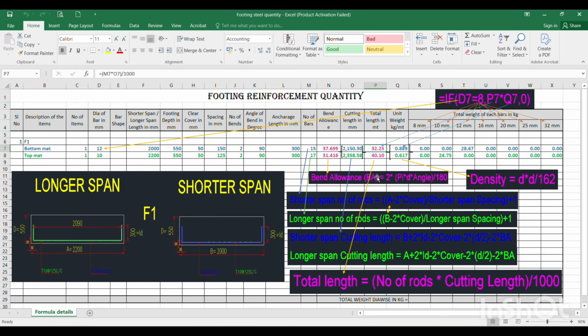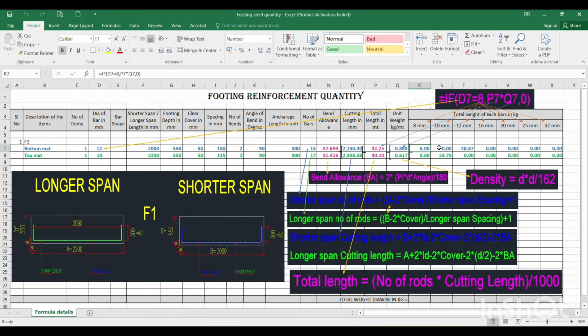Next is total length. Total length is equal to the number of rods multiplied by the cutting length divided by 1000, because we need to convert this total length into meters to calculate the unit weight. Similarly for the top mat also. This is the unit weight formula. Unit weight is equal to D square divided by 162. D means the respective bottom mat and top mat dia, which has to be taken. D square divided by 162 for the top mat and bottom mat.